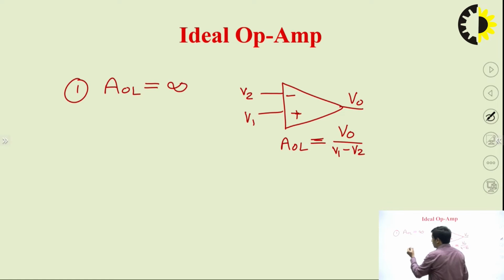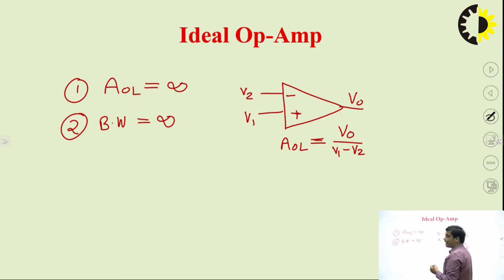Fine. Now coming to the next characteristic of the ideal op-amp, that is bandwidth. The bandwidth of the ideal op-amp should be infinite. The bandwidth is the range of frequency over which we can use that op-amp. If the bandwidth is infinite, it means that it can amplify very low frequency as well as very high frequency, right? And this operational amplifier can amplify DC as well as AC.